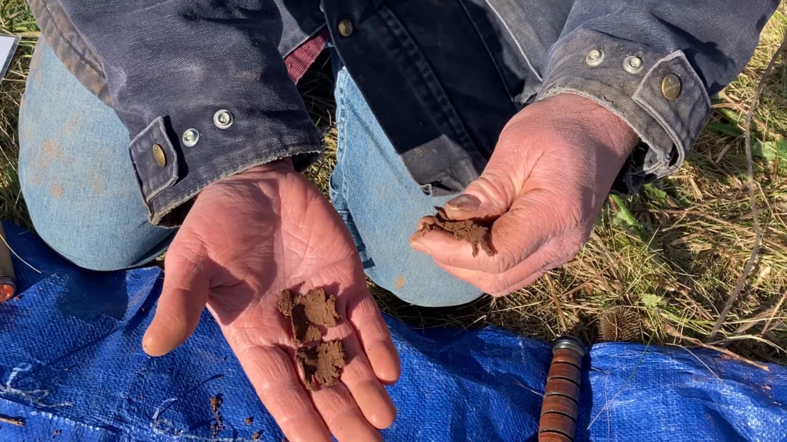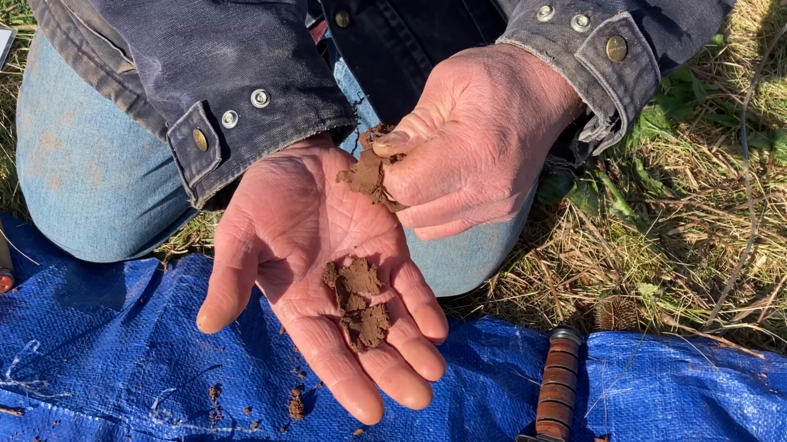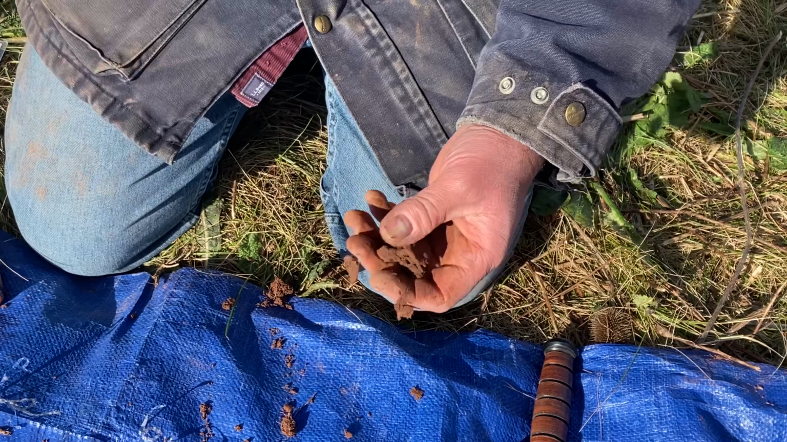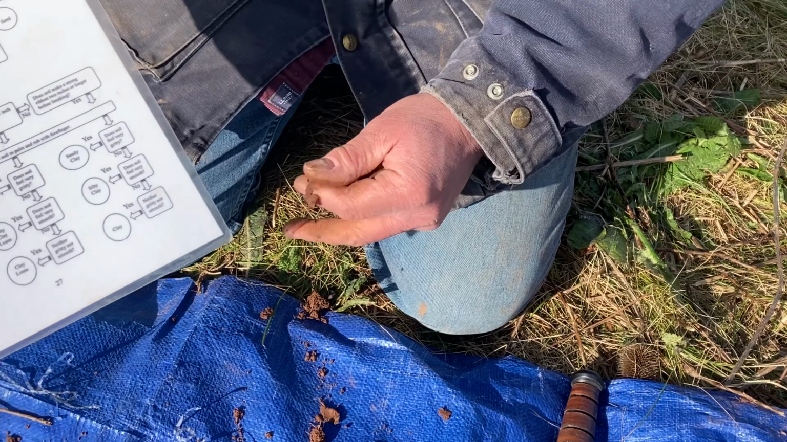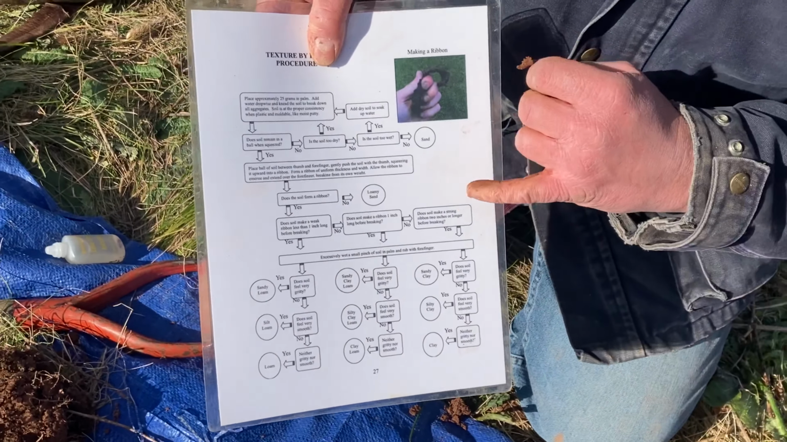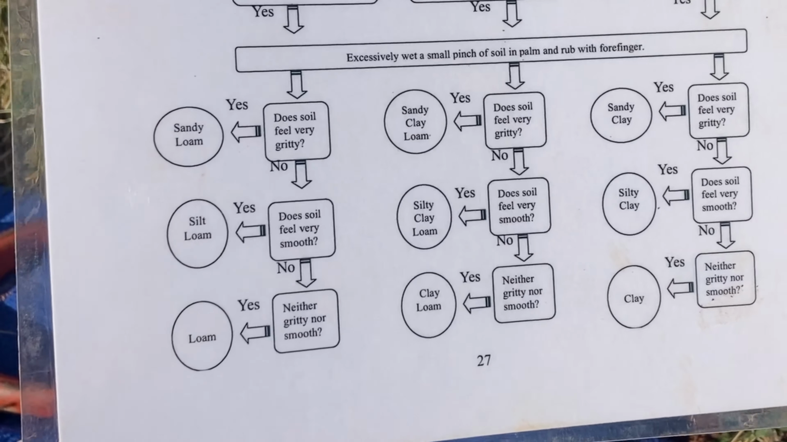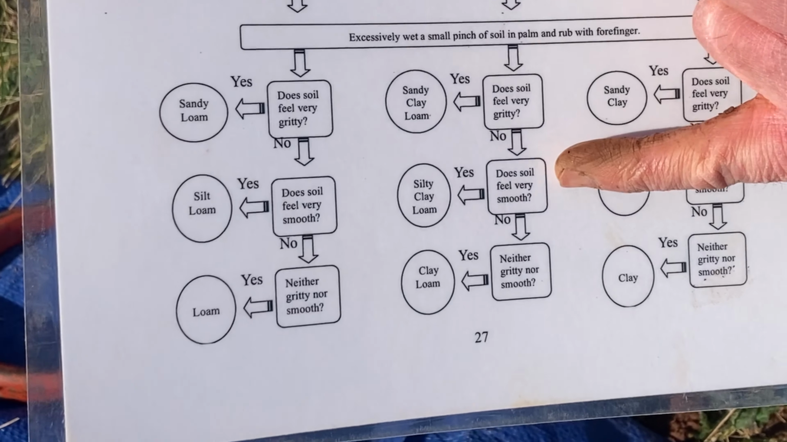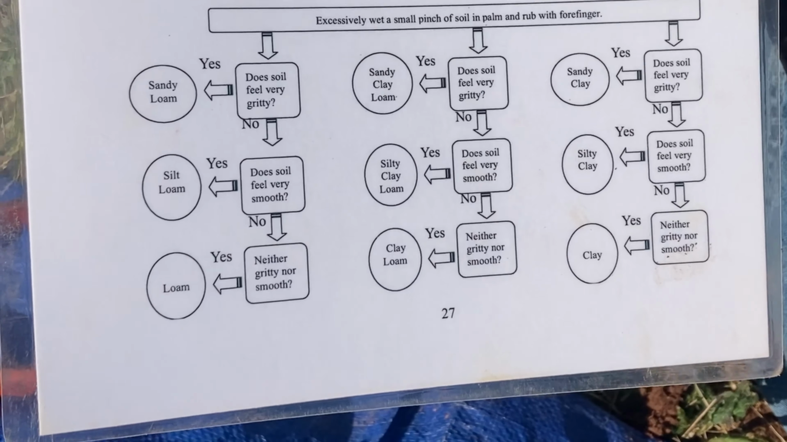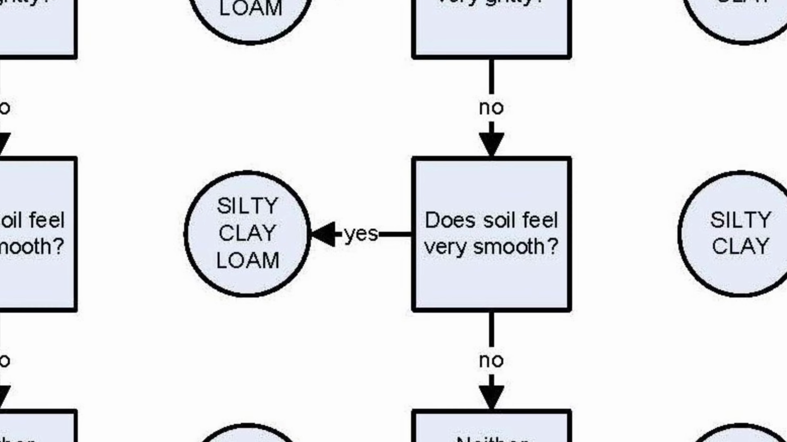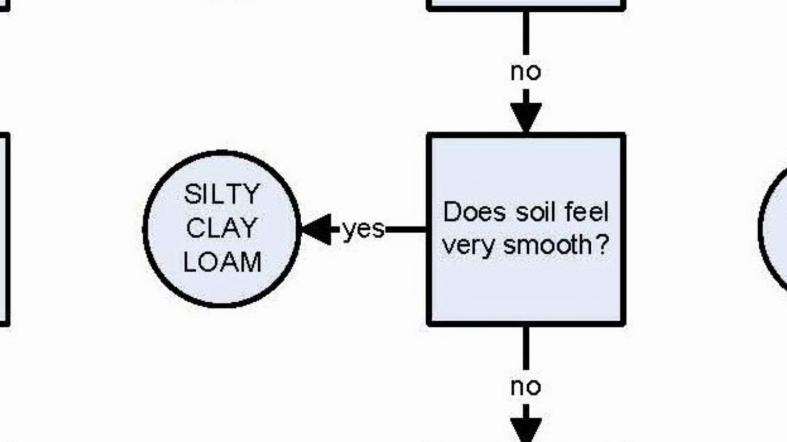These are coming out probably about an inch or so before they break. So I have 3 about an inch long. So we have our texture by feel flow chart, and it wants to know how long our ribbons are. It made about a 1-inch ribbon, so I'm in this column right here, and you want to determine, does our soil feel gritty, does it feel smooth, or neither gritty or smooth. Based on how this feels, it feels rather smooth, so I actually make it down to silty clay loam.